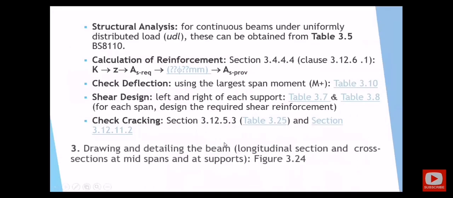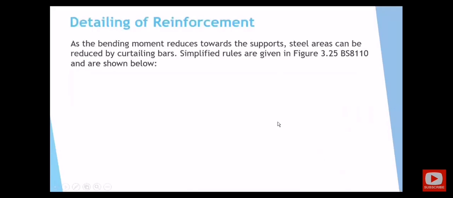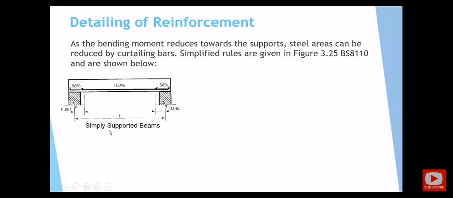155 millimeters. Then once you did that, you have to make your drawing and detailing of the beams, longitudinal section and the cross section at mid spans and at support. And we have figure 3.24 in the code that shows how to do this. Let's see here together, like a modification of this drawing to make it easier for you to understand.